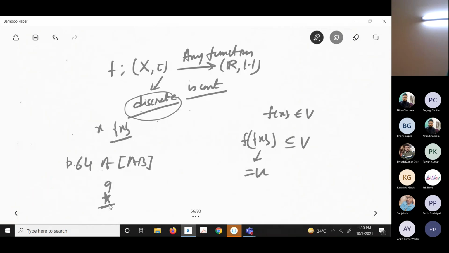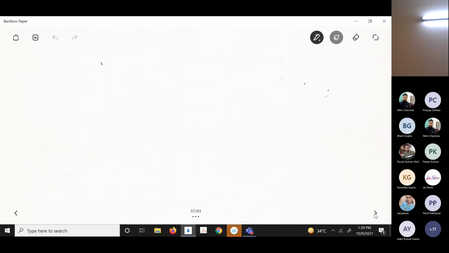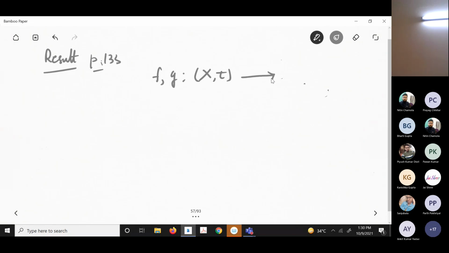Okay, so look, this result on page 133 is saying: here you have two functions between two topological spaces. Of course, you have good applications in real analysis, in R, in metric spaces. And here you will see what it is. You are assuming Y sigma is Hausdorff, which means any two points can be separated by disjoint neighborhoods.